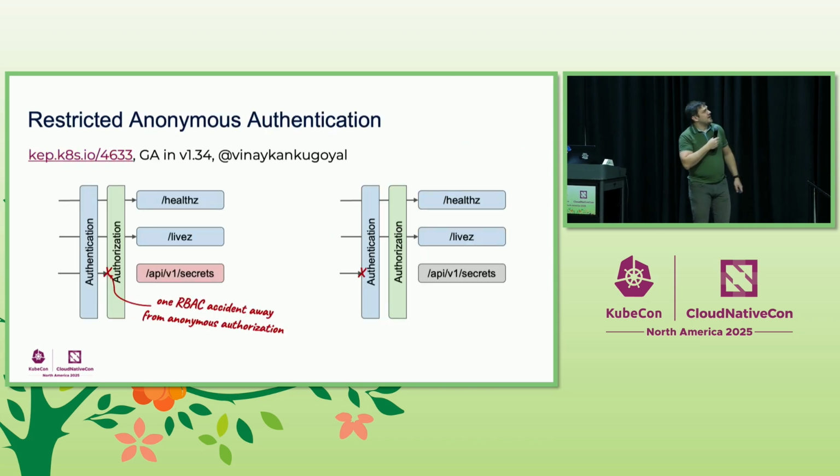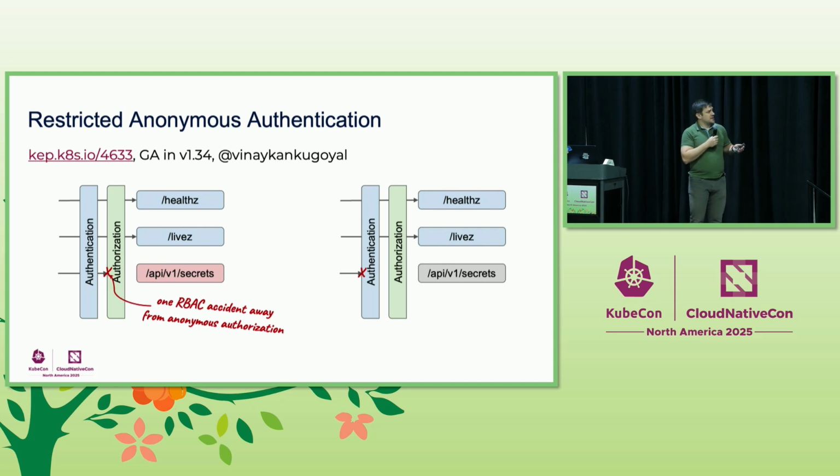Now, restricted anonymous authentication is a feature that was worked on by Vinayak. It was GA in 1.34. And usually, in your clusters, you are just one step away from an absolute disaster. What this feature protects you from is overgranting permissions to unauthenticated users or the unauthenticated group.